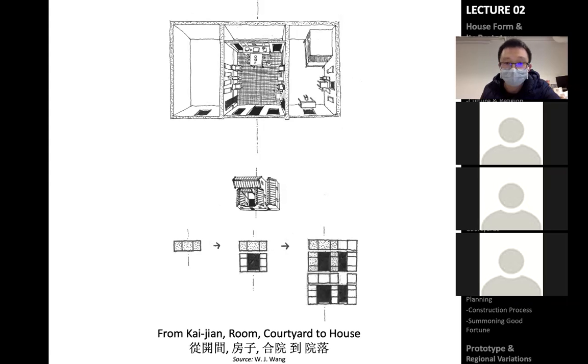established throughout this transformation. Therefore, we can conclude that the Chinese house was developed from the idea of kaijian, and the kaijian becomes a room that is a single building, and a single building is arranged as a courtyard, and the courtyard will become a full-fledged functional house.